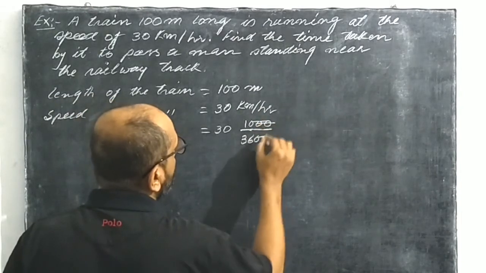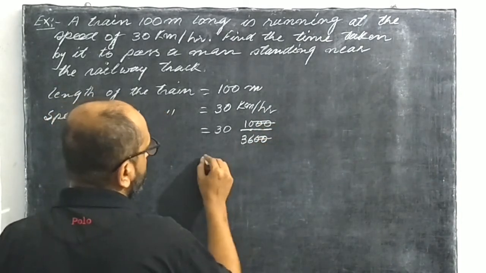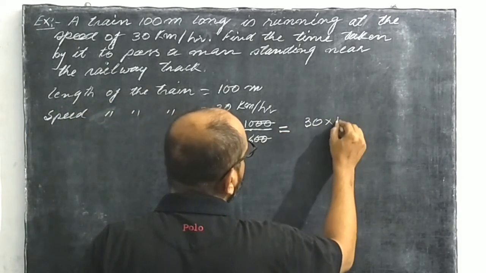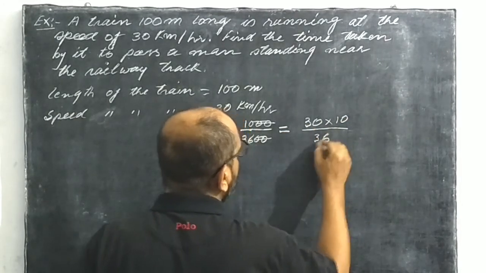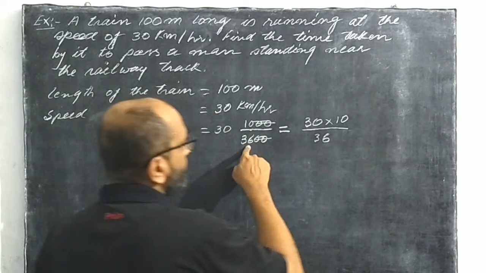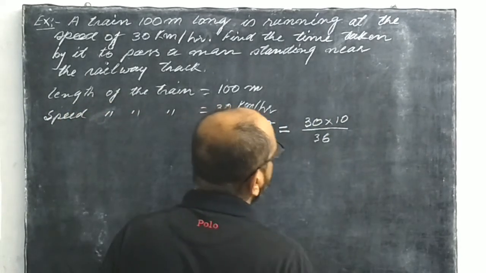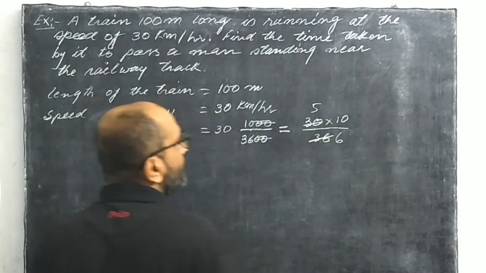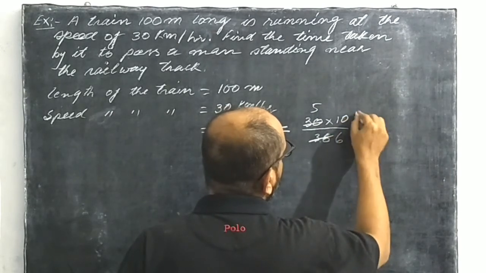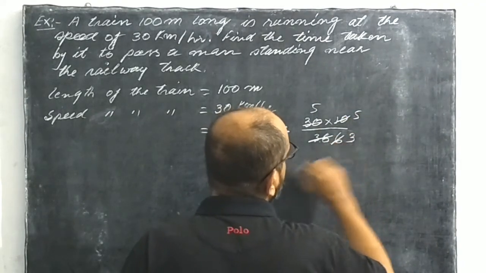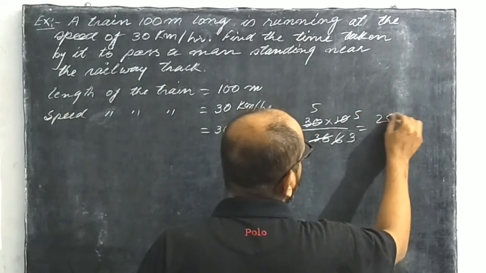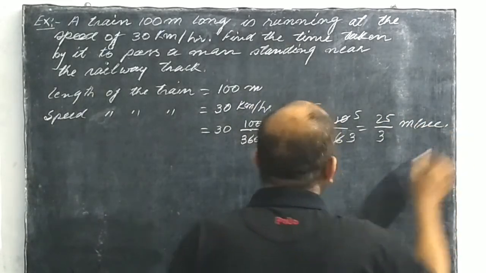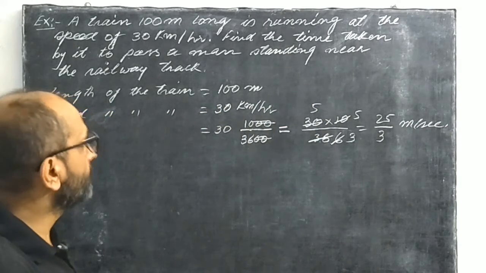So 100 we may cancel, so we have simply 30 into 10 upon 36. 30, 10 is left over there and 36 over here. So now 6 5s are 30, 6 6s are 36, and now 2 may divide both of them, 2 5s are 10 and 2 3s are 6, that is 5 5s are 25 upon 3 left in denominator, that is meter per second. Now we have changed kilometer per hour into meter per second, right?